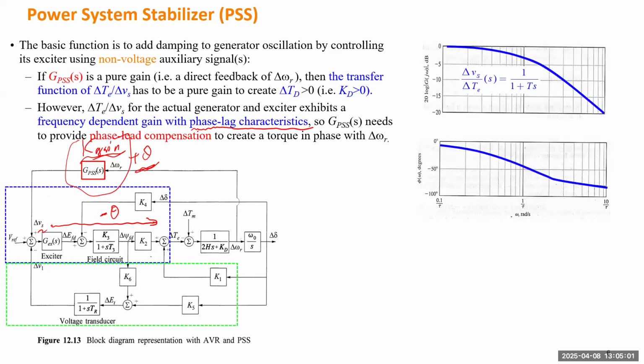Okay, let's just consider a very simple example. Here I draw the Bode diagram for the three blocks, starting from the exciter, field circuit, and all the way to the electric torque. I only consider this as maybe a first order system just for simplicity. It will have some time constant T.